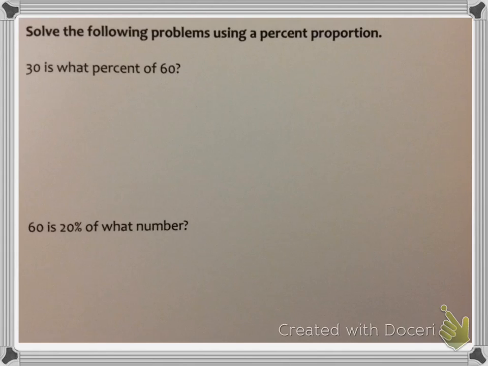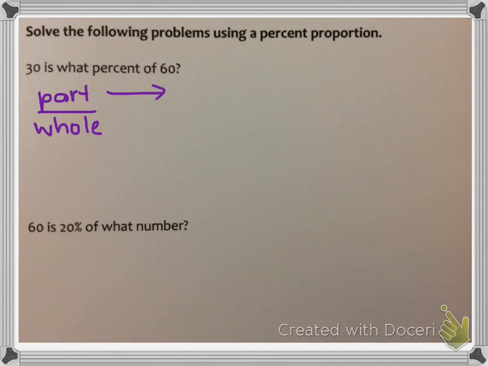Now, models are great strategies to solve those problems, but we can also use something called a percent proportion. And you guys have been working with proportions, so this should not be entirely brand new to you. We have a problem here. 30 is what percent of 60? Well, we can use a percent proportion here to help us solve. What we're going to do is have the part be the numerator, and then the whole be the denominator of each ratio in our proportion.